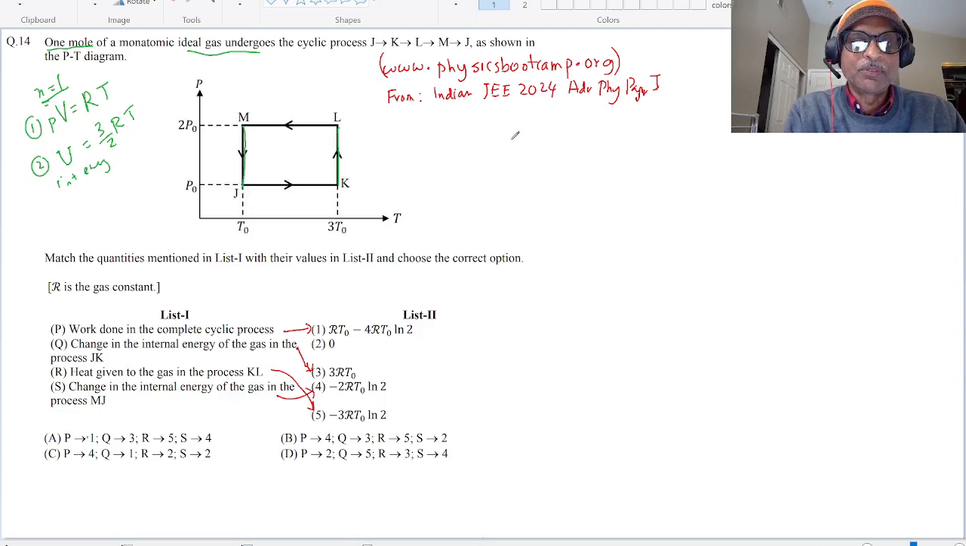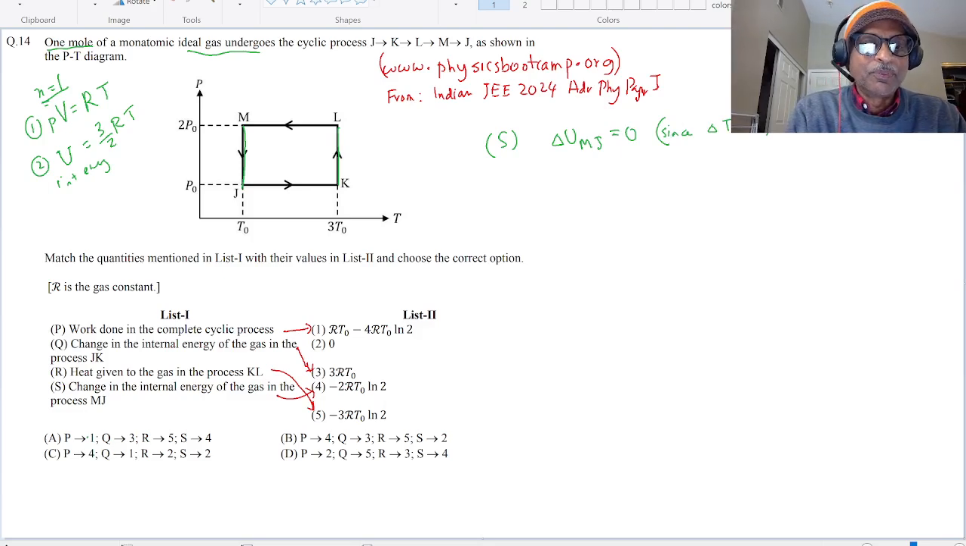So I'll do S first because I know the internal energy questions will be really easy to do. In this process M to J, the temperature is constant. So delta U for MJ will be 0, since delta T equals 0. So let's see which options this rules out. S goes to 2 or S goes to 4. So this one can still be alive, and this one can still be alive. So these options go away.